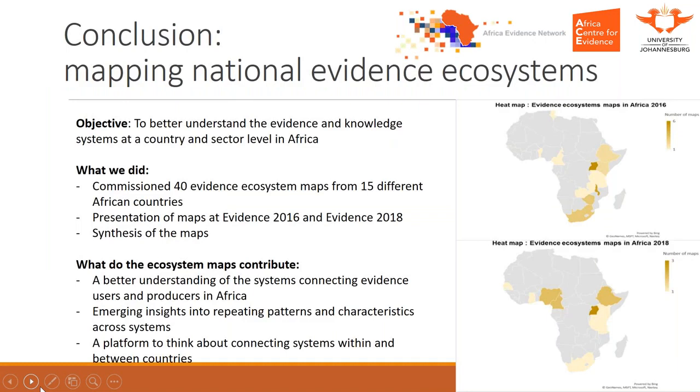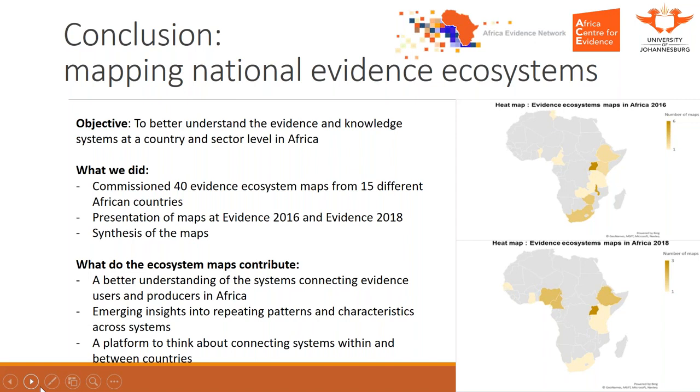And lastly, in conclusion, we set out with this really great idea, reflecting on 3 years of mapping national evidence ecosystems. It brings us to a point: where are we? The objective initially was to better understand the evidence and knowledge systems at a country and sector level in Africa. Through the help of other partners, and all the responders for the bursary who gave us very high quality work, we were able to commission and acquire 40 high quality maps from 15 different countries. The presentation of the maps was done in 2016 and 2018, and we're currently busy with the synthesis of maps. These are just the preliminary findings, but there's already so much that we have learned and can learn from it.